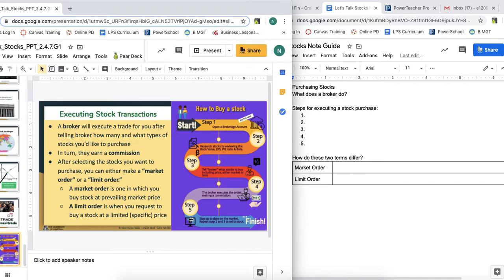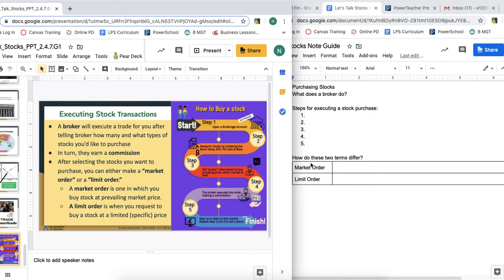And then you'll need to stay up to date on the market. So continue doing research, making sure you are watching how your stocks are doing, and then going back up to steps 2 and 3 to continue interacting with your broker and making future investments. Those are going to be the 5 steps to executing a stock purchase.